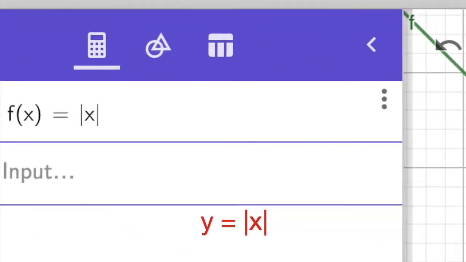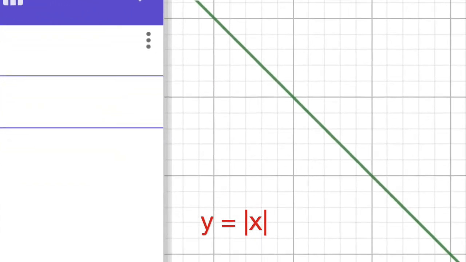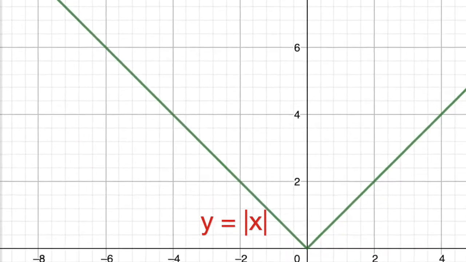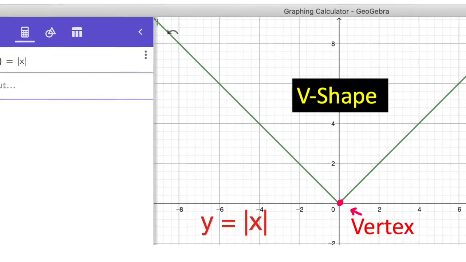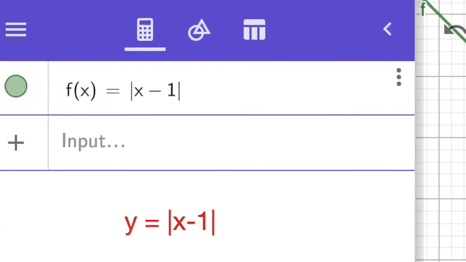Hello and welcome. We look at the graphs of the absolute value function. The general shape of this graph, here are some examples. We start with the parent function, absolute value of x. This is the graph of absolute value of x. As you can see, it's a V shape. This point is the vertex for this function.